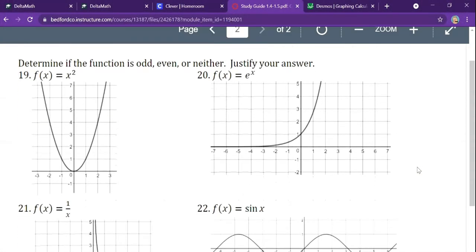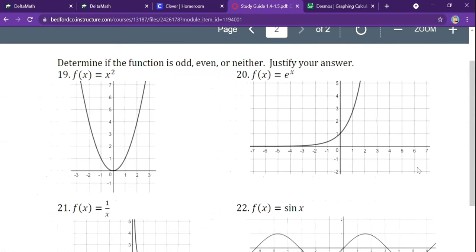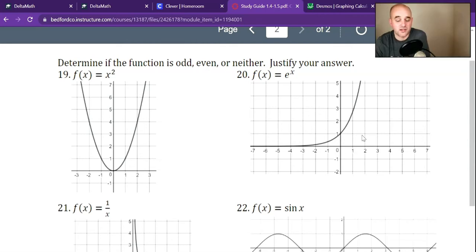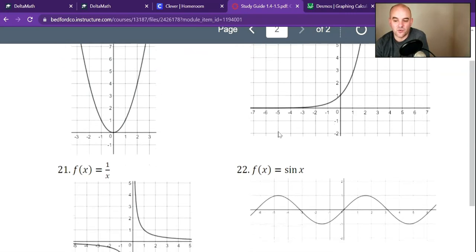All right, moving down to these odd, even, or neither functions. Remember that if a graph is symmetrical over the y-axis, and what we mean by that is we can fold it on the y-axis and it matches up, then it's even. So this one, number 19, is even. Number 20, notice 20 does not fold on the y-axis, so it's not even. So our next question is, is it odd? Odd means we can take it and turn it completely upside down and it would look exactly the same. This is not going to look exactly the same if we turn it upside down. So 20 is neither. It's neither odd nor even.